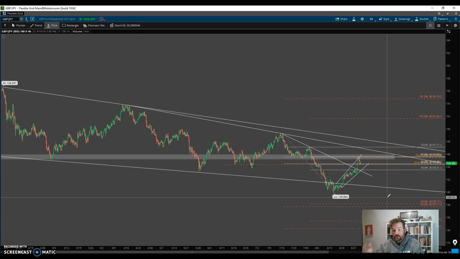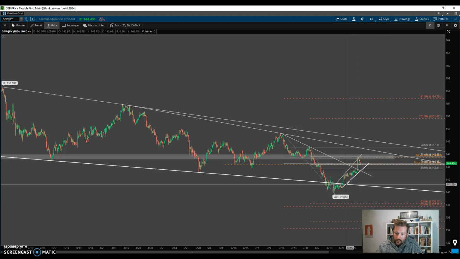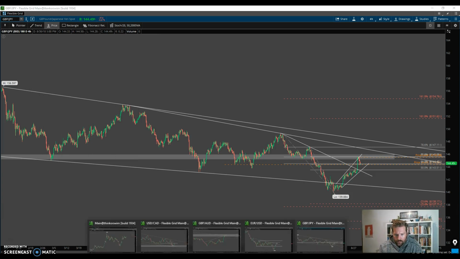If that's the case, I'm just going to wait and find my entry elsewhere. Probably once we break down out of this little channel structure that's forming, maybe look somewhere there, maybe look for a little double top or something. We'll just have to wait and see. Kind of running out of time here, so let me get into the other trades.